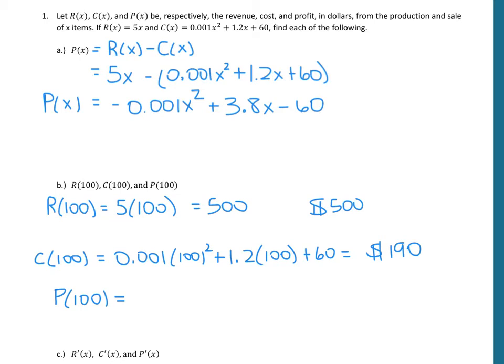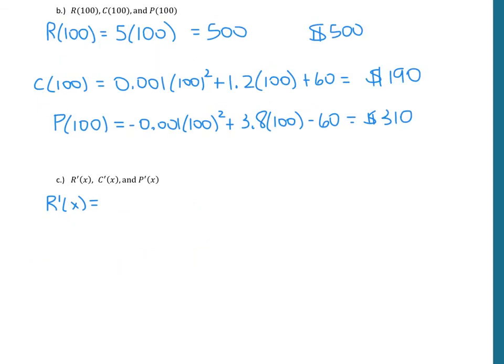Now we're asked to find the profit for 100 items. So plugging that into the profit function, we have a negative 0.001 times 100 squared plus 3.8 times 100 minus 60, which simplifies to give us $310 as our profit from 100 items. Also notice that if we take revenue and subtract the cost, 500 minus 190, we also get the profit of 310. And we said back in the beginning that profit is equal to revenue minus cost.